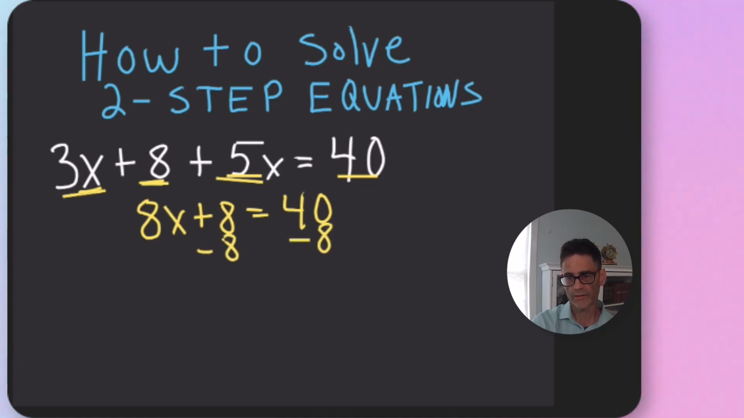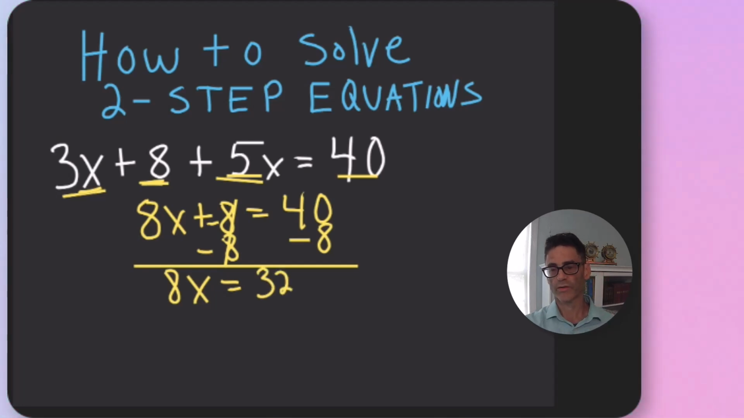So I subtract 8 from both sides. 40 minus 8 will get me 32 on the right side, and I have 8x now equals the 32. Now to get rid of the 8 in front of the x, it's being multiplied, I'll divide it by 8.